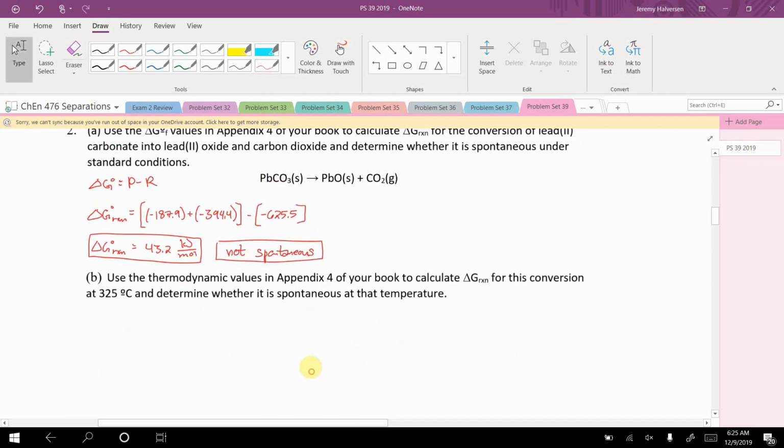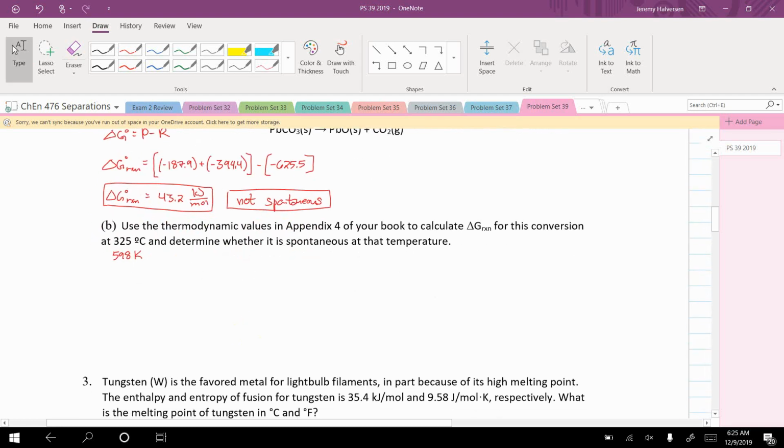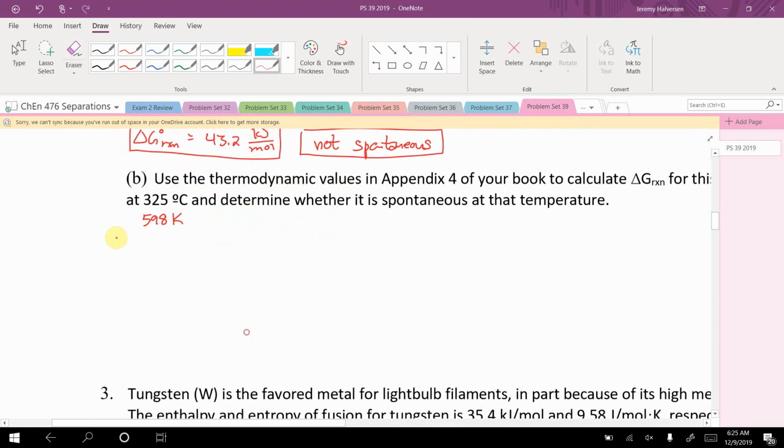Use the thermodynamic values in Appendix 4 to calculate delta G at 325 degrees C. I'm just going to calculate the Kelvin now because I forgot last time. Okay, and determine whether it's spontaneous at that temperature. Okay, just like we did last time, here we're going to have to get delta H and delta S.